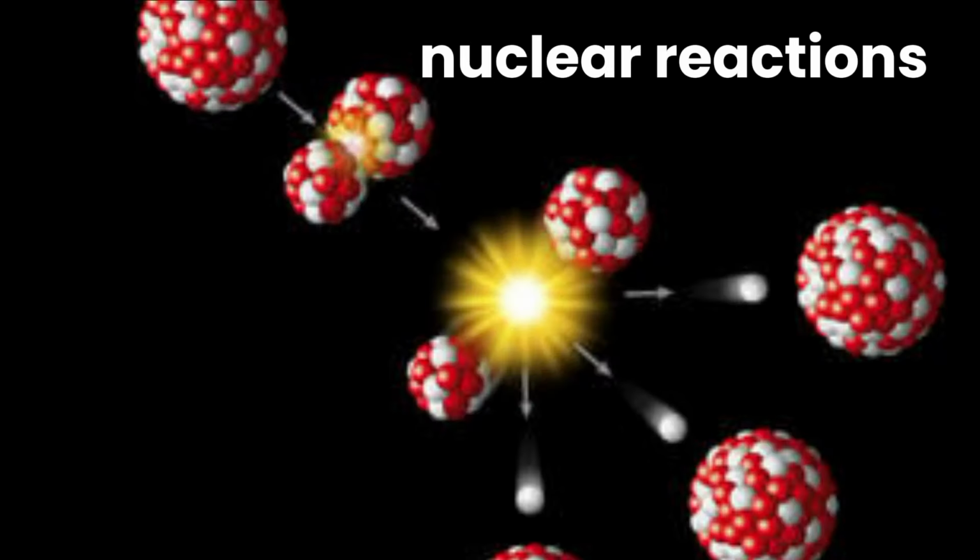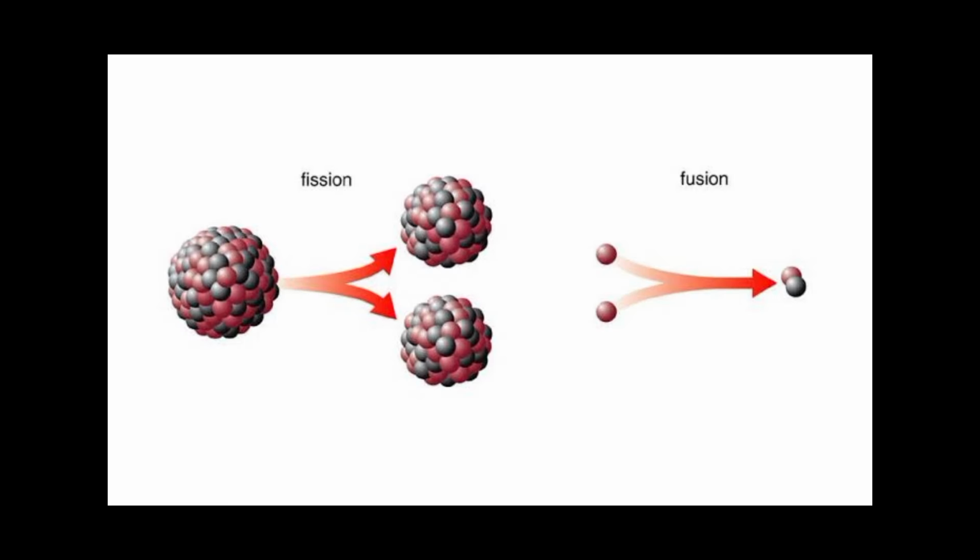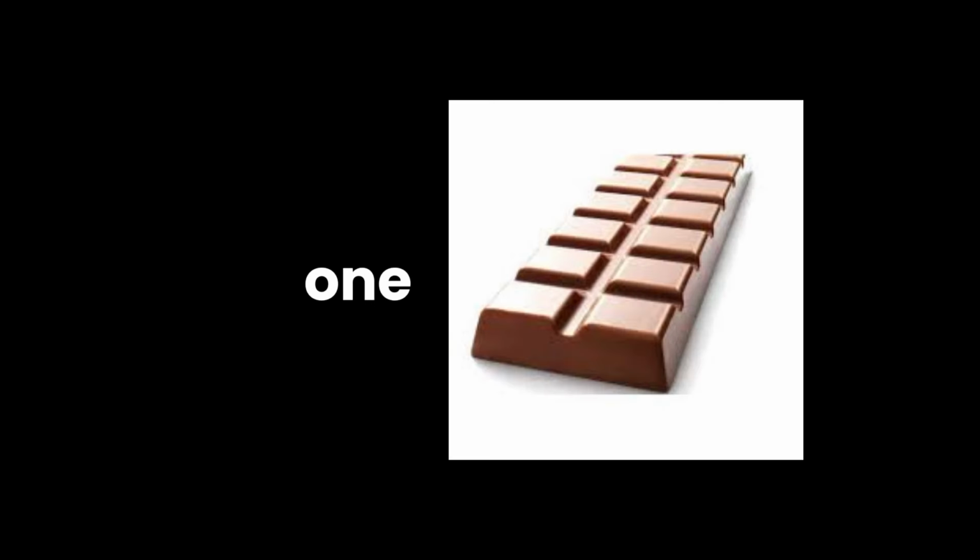Imagine you have a bag of popcorn. After one half-life, half of the popcorn is gone. After another half-life, half of what's left is gone, and so on. Eventually, you're left with just a few kernels. Now, let's get into the fun part. Nuclear reactions. There are two main types, fission and fusion. Fission is like breaking a chocolate bar in half. Fusion is like melting two chocolate bars together to make one big bar. Both release a lot of energy, but in different ways.